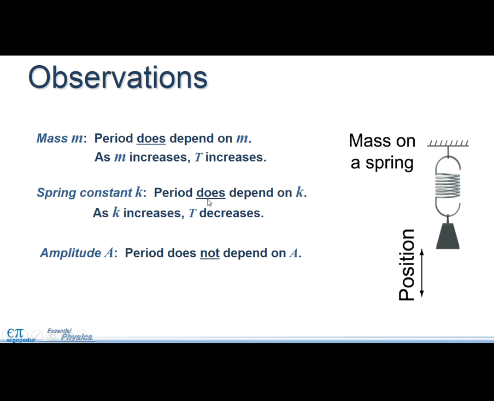The period does depend on the spring constant K. As K increases, that means it becomes a stiffer spring, and then the period decreases, or in other words, the frequency increases. So imagine a suspension spring for a car. You can look that up on Google. You can see that those are really hefty springs. If you were to give it a little pluck and pull on it, it would go boing. It would be a very fast oscillation because the spring constant is very high.